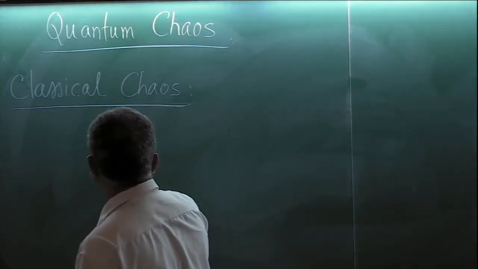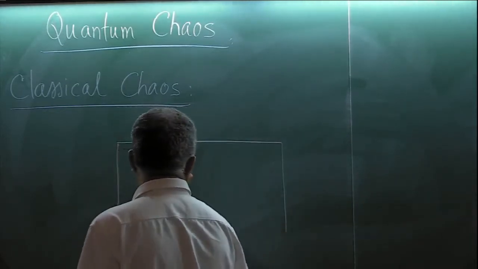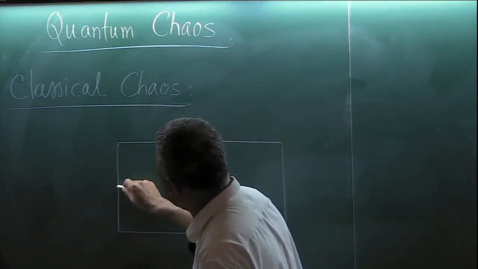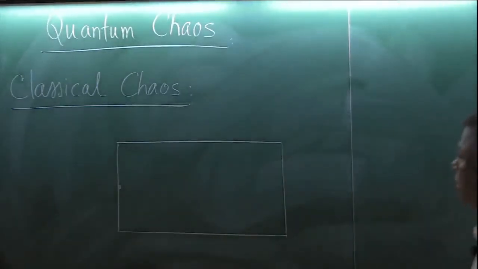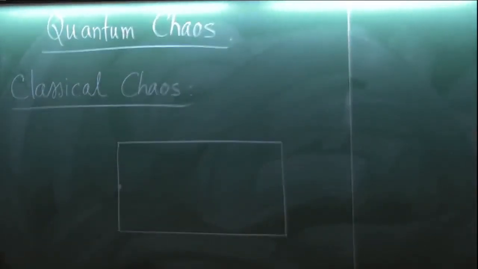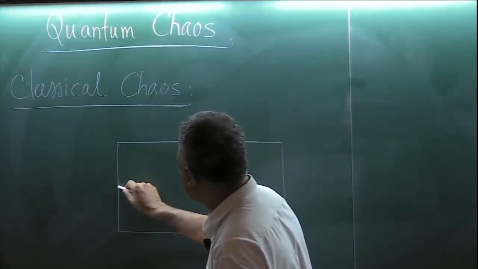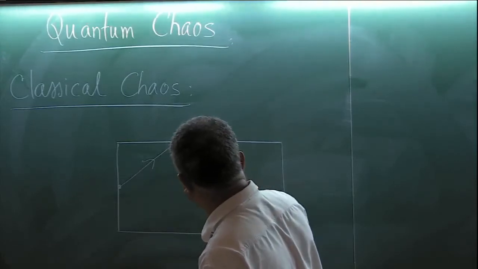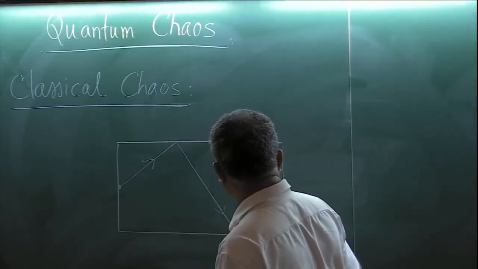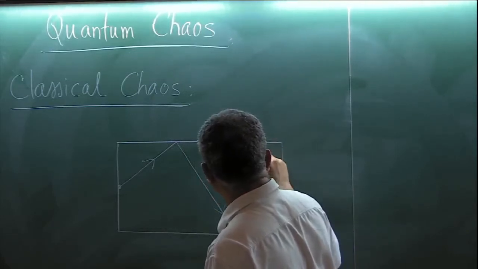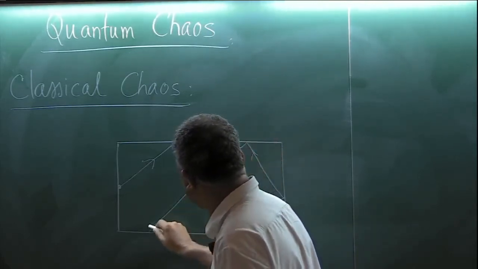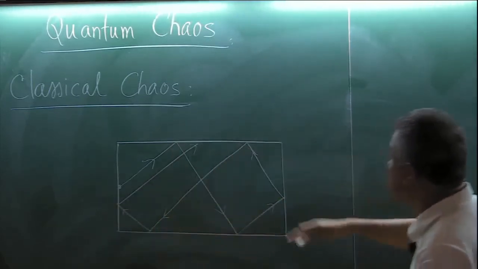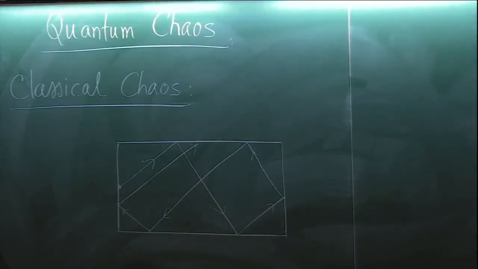So, for example, suppose I take a rectangle. I have just a single particle, and I start this particle with some initial velocity. And then this particle moves with this velocity, Newton's law, so it moves with a constant velocity, goes like this, gets reflected there, goes this way, gets reflected, goes that way, and so on. So this is the classical trajectory of the particle, right?